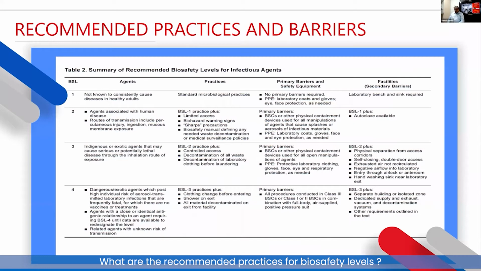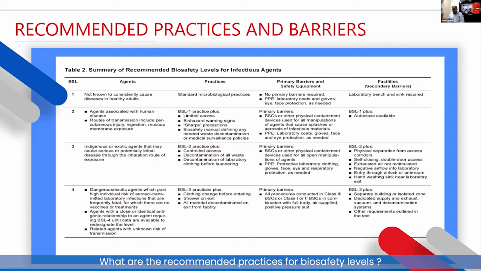Let's look at the recommended practices and barriers in biosafety levels. I have taken this table from the guidelines of the WHO, and this is a summary of it. When I am talking about these levels, please understand that this is only guidance and this is not a Bible to say that this is the only thing which has to be done.